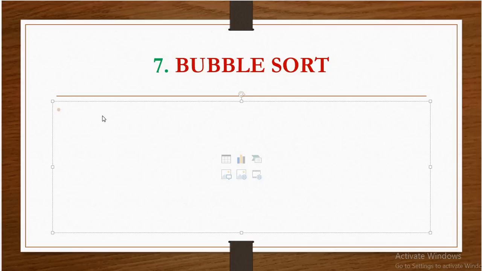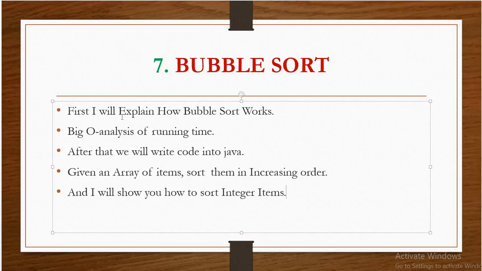Now we are going to start data structure basic algorithms like bubble sort, the sorting operation. Here I will use bubble sort, and after that we will learn binary search, how we can perform the searching operation, and whether it is an efficient way or not to perform. First I will explain how bubble sort works, and we will count its big O analysis of running time. After that we will write code in Java, and when we start to write the code, given an array of items, I will sort them in increasing order, and I will show how to sort integer items, because in my example I will use an array of integers.